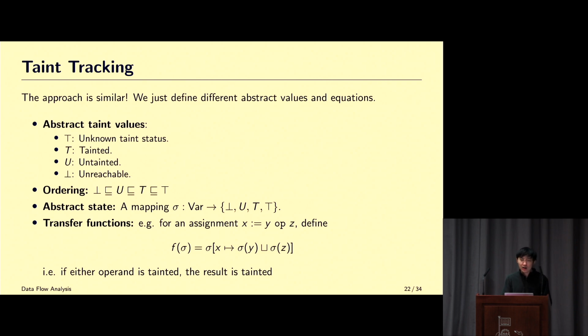And then again we have these functions, but here you call them transfer functions. These are just like a huge switch case of the different operations that are possible in your language, right? So for instance, for an assignment x = y op z, we're going to say that if either y or z is tainted, then the result is tainted. The transfer function is just saying that: if either y or z is tainted, then x is going to be tainted.